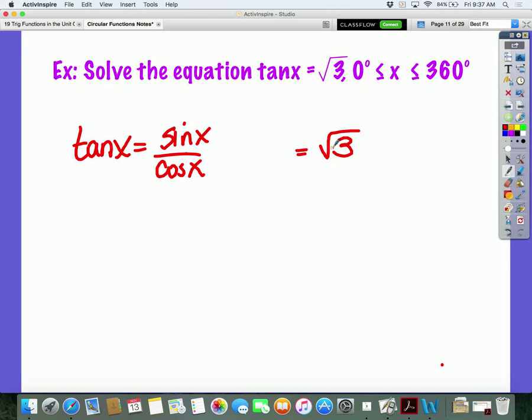I need that to equal the square root of 3. So where am I in the circle? Where, when I divide my sine by my cosine, is it going to give me the square root of 3?